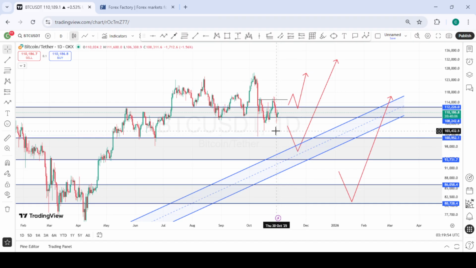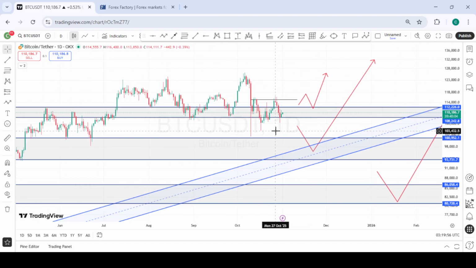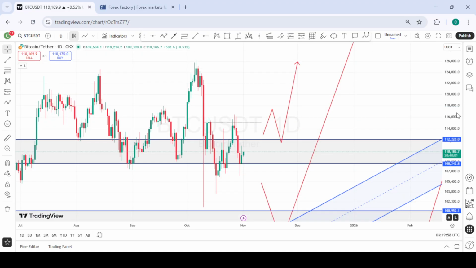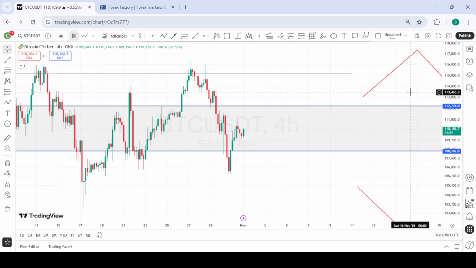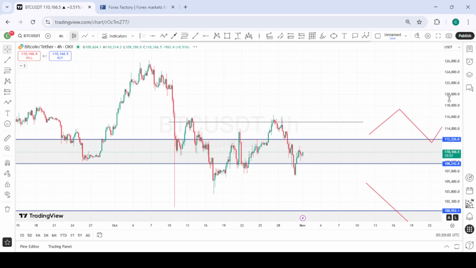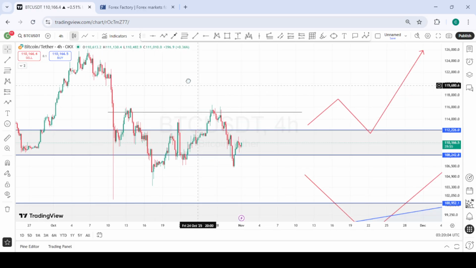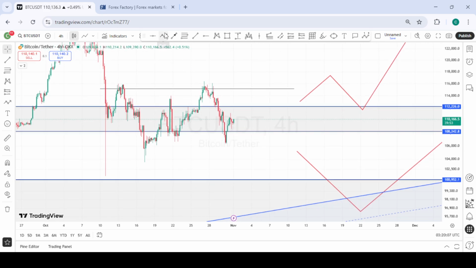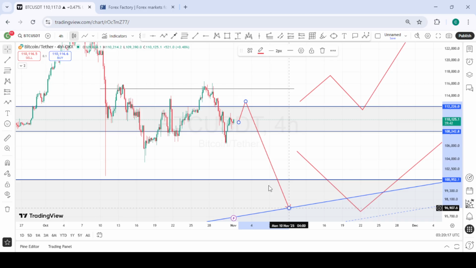So going into next week, what you're going to look out for, as you can see here, we are seeing something like a head and shoulders formation right here. So this is what we should be looking out for on Bitcoin. So this is our left shoulder, this is the head. So we are waiting for a possible right shoulder formation. Then we take our sell to the downside to this very zone below.